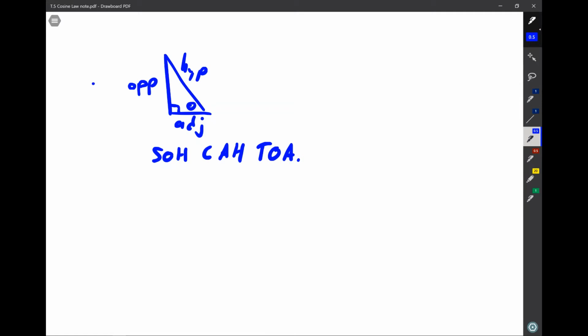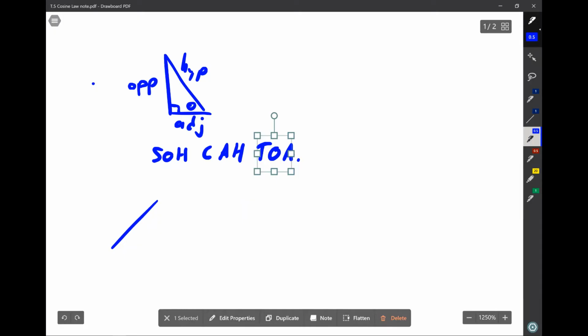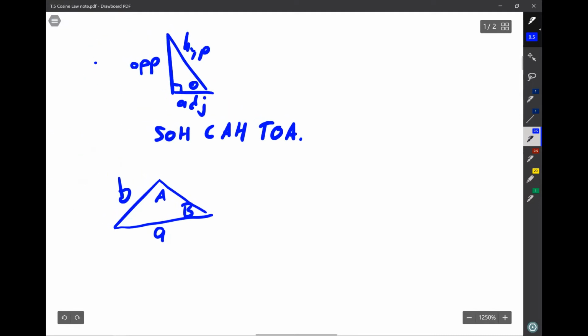Now, we also know, because we went over it, how to handle it if there is no right angle in the triangle. If we have an angle A here, side length A, an angle B here, side length B, we can use the sine law. We can use this method when what we're working with are two angles and two side lengths.